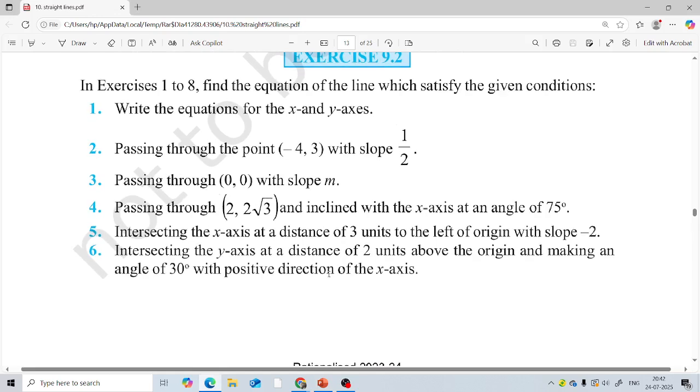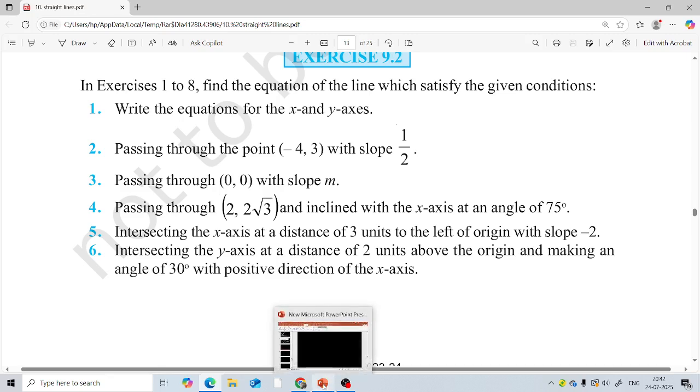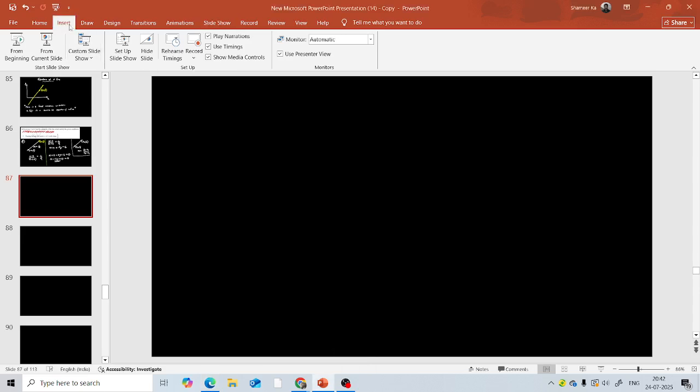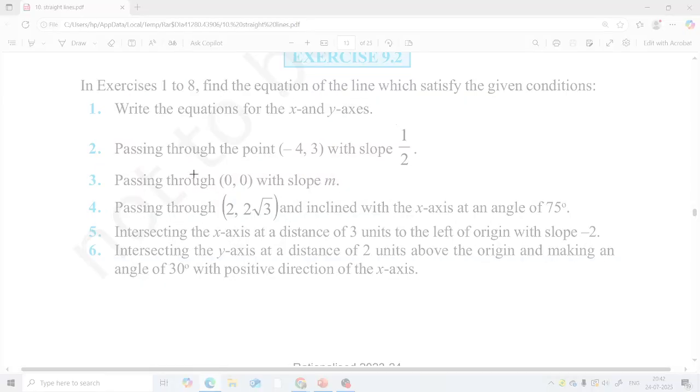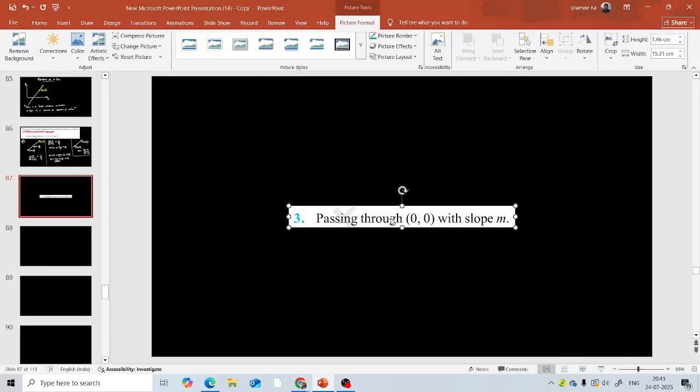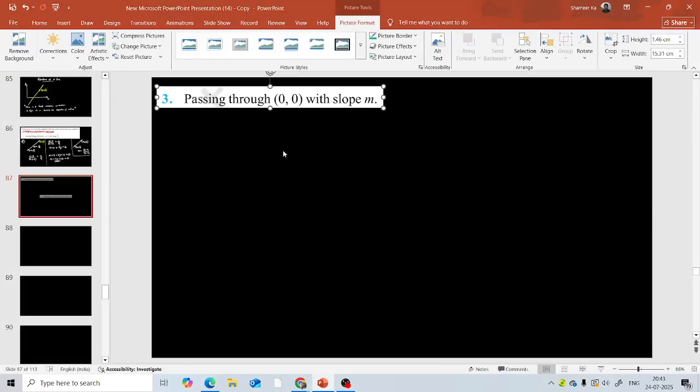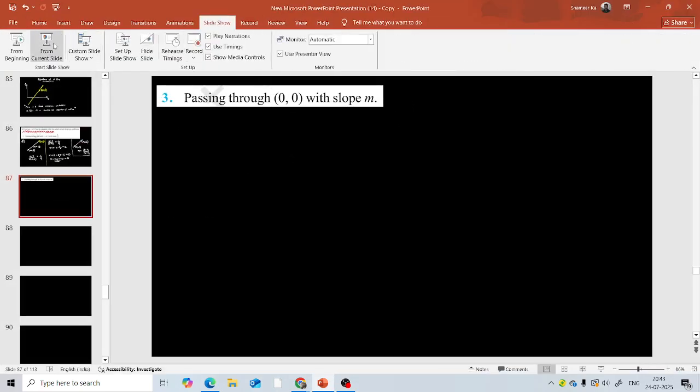Most of the questions we can use the formula. Okay. The third one I am going to discuss. There are plenty of questions. Third one, let me discuss the third one. Okay. So this is a very simple question. The title is find the equation of the line passing through 0, 0 with the slope m. Slope is given as m. Given, okay?